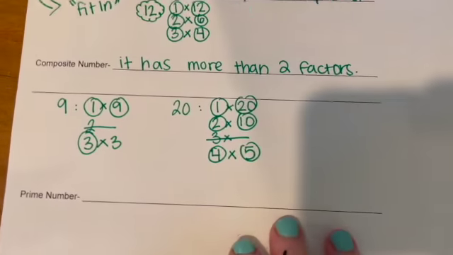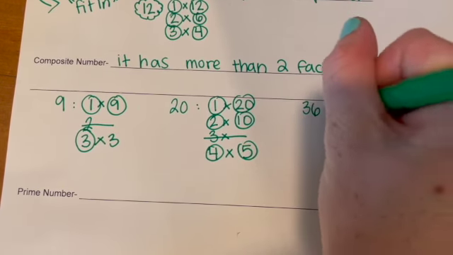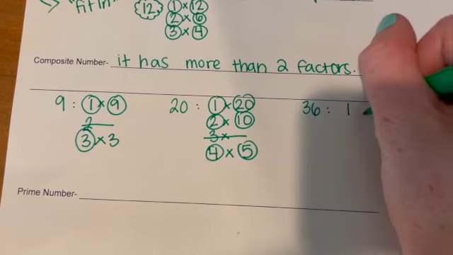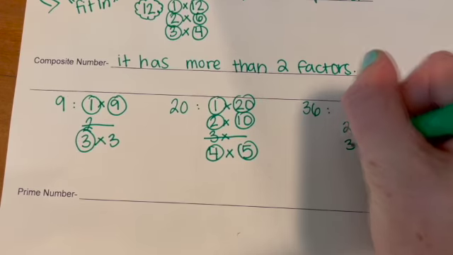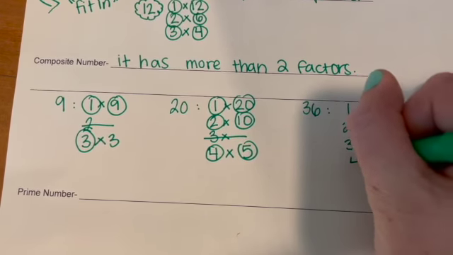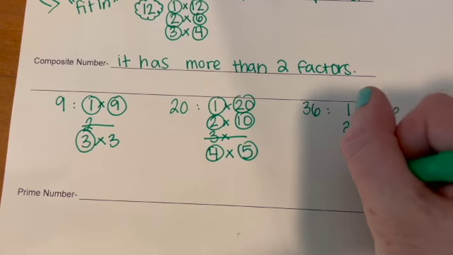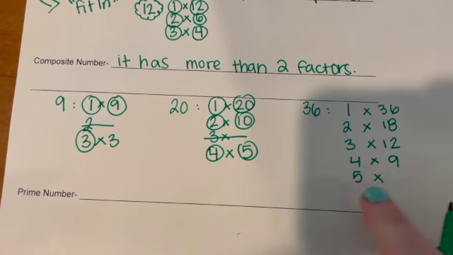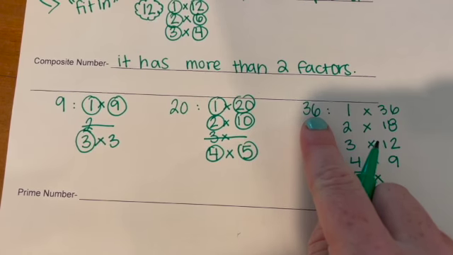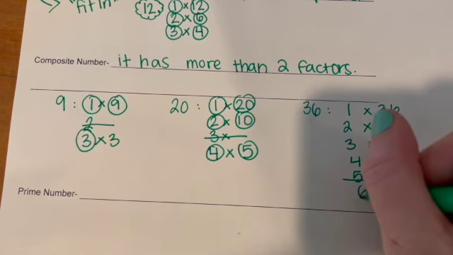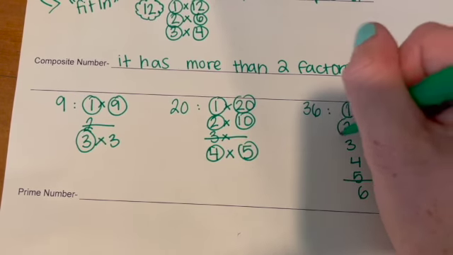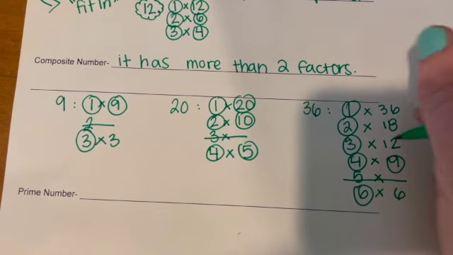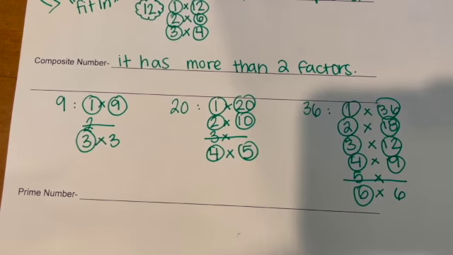And let's try one more. So 36, I'm going to try and find all the factors of 36. 1 times 36, 2 times 18, 3 times 12, 4 times 9, 5 times, I can't multiply by 5 because I would have to have a 0 or a 5 in my ones place. That one wouldn't work. And then 6 times 6. And again, I'm going to stop here because I have a repeat. So 36 has 9 factors. Again, I didn't circle both 6s because I already have one of them.